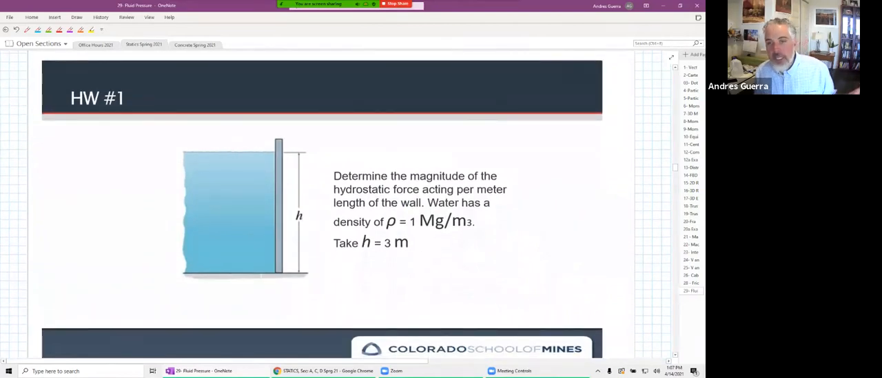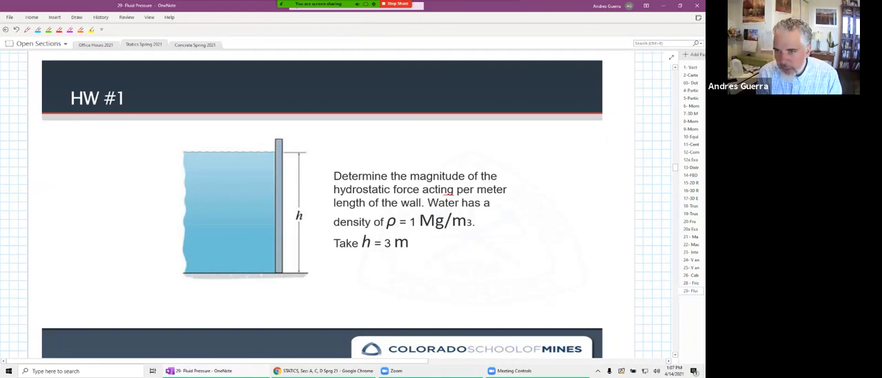Okay, just to give you an idea of where we're going, our homework number 1 is just asking us to determine the magnitude of the hydrostatic force acting per meter length of the wall. They give us the density of water, and they give us the value of H there. They ask us 2 different types of questions in this, or really they're the same question, but they can ask us for 2 different things for our final answer.